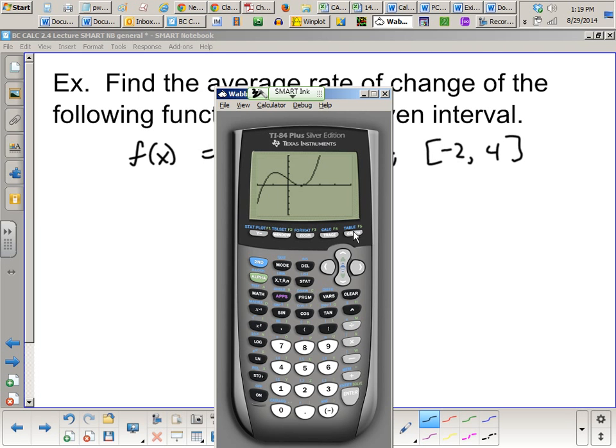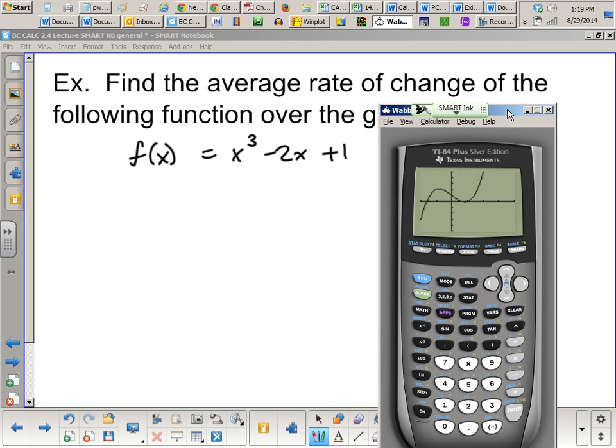But we're looking at between -2 and 4. Let's see, where is x = 4? Okay, that's actually kind of far out to the right. I'm going to make my y max a lot bigger actually. I'm going to make it 70, because I have a feeling f of 4 is pretty big. Okay, there we go.